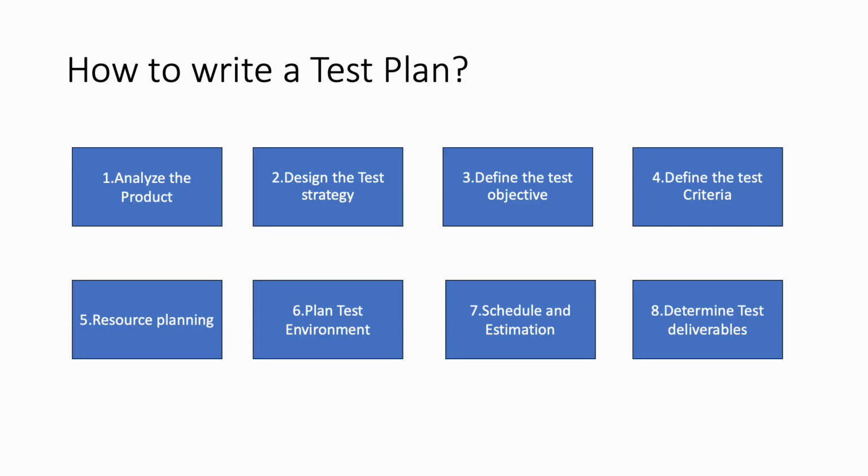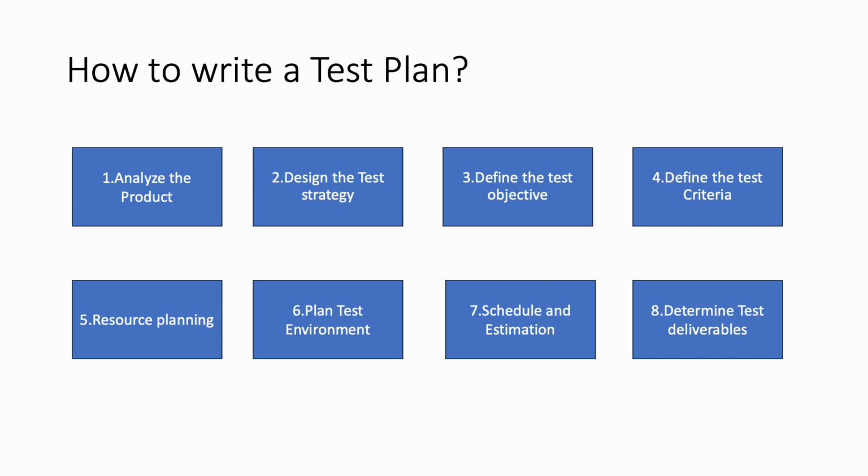The first is we should know what the product is about, what this application is about. So we need to analyze that product or application. Then we need to prepare a proper strategy for how to do the testing. So for that we need to design a proper strategy. Mostly it is done by the test manager. Then we need to define the test objective or the goal: why we are doing this testing, what we are going to deliver, what we are going to achieve.